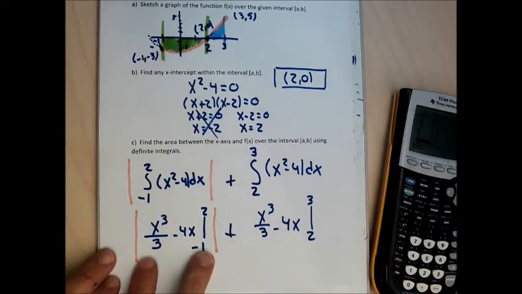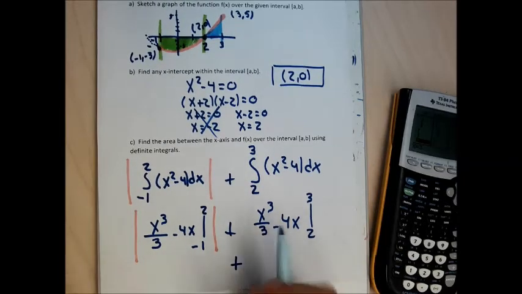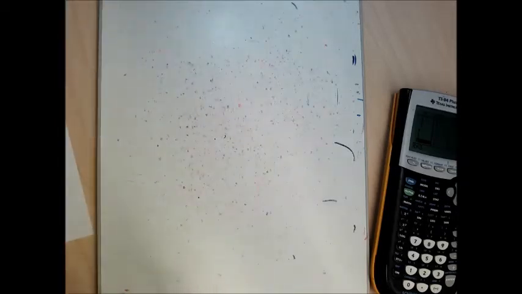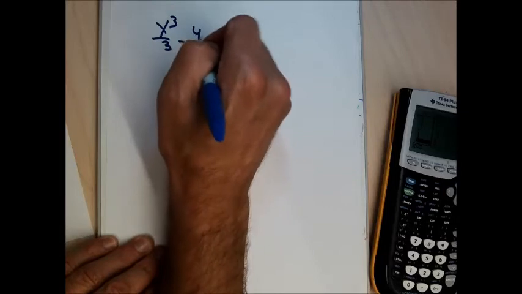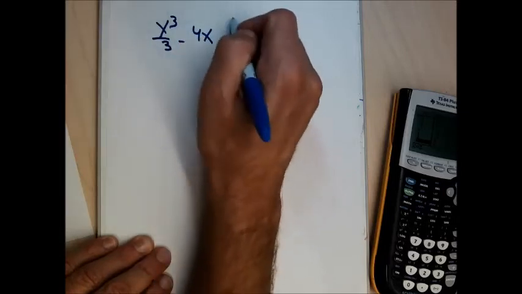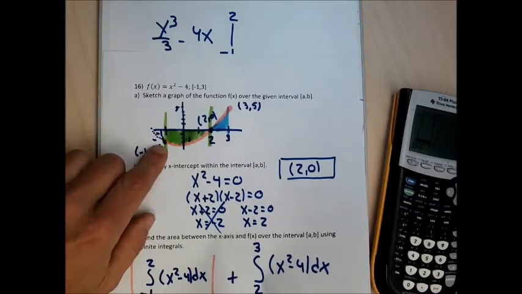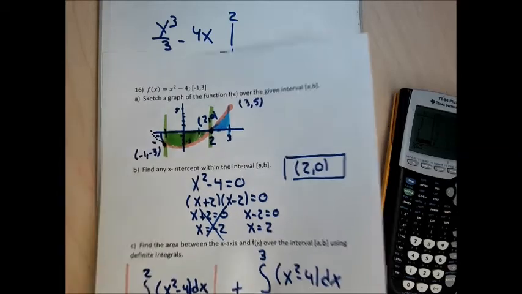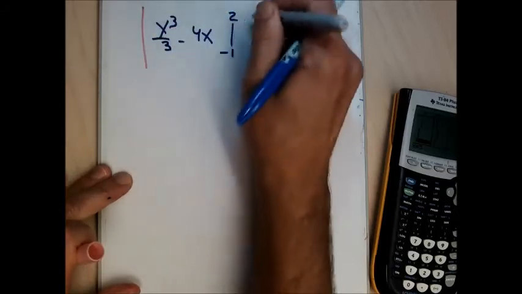So I'm going to find a number for this and a number for this, and then I'm going to add them together. These I'm going to do on a separate sheet of paper because I just didn't leave myself enough room. So that first thing that I wanted to compute is x cubed over 3 minus 4x, evaluated from -1 to 2, because that corresponds to this region. Integration makes areas beneath the x-axis negative. I want this to be positive, so I'm going to take the absolute value of this number.